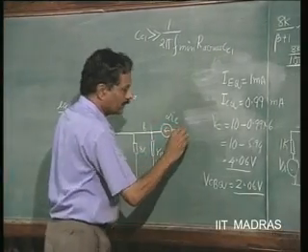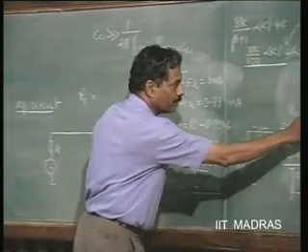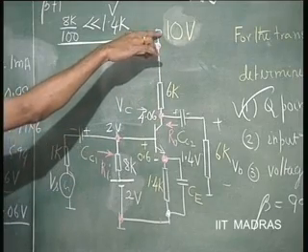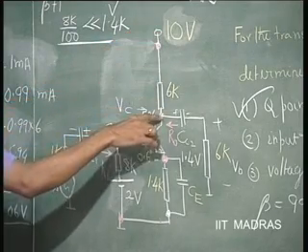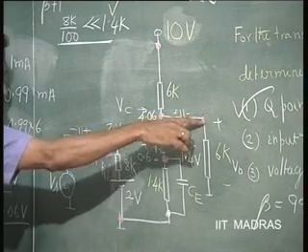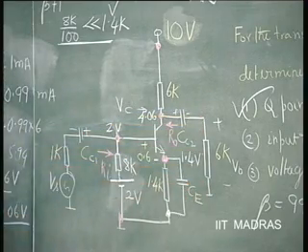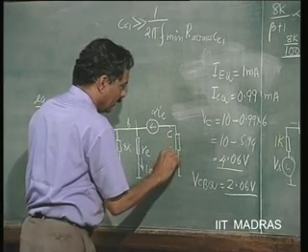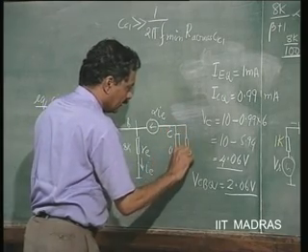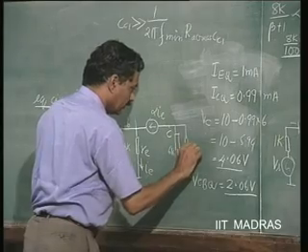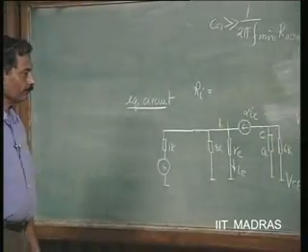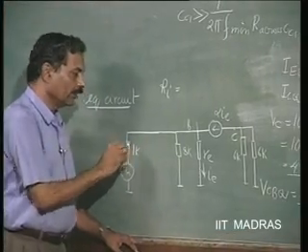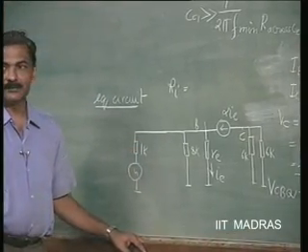So, we come to the collector point. From here we have 6K to ground, because this is a constant voltage, and from that again we have a short circuit to another 6K. So, we have 6K parallel 6K. This is supposed to be the equivalent circuit of our amplifier. Is that clear?